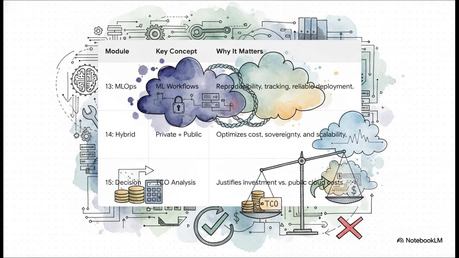Module 13 was all about MLOps, bringing that DevOps discipline to machine learning to make sure our models were reliable and repeatable. Then, in Module 14, we got clever, looking at a hybrid cloud strategy, blending private and public to get the best of both worlds: cost, control, scalability. And finally, and this is so critical, in Module 15, we built the actual business case. We did the financial analysis to justify this massive investment.